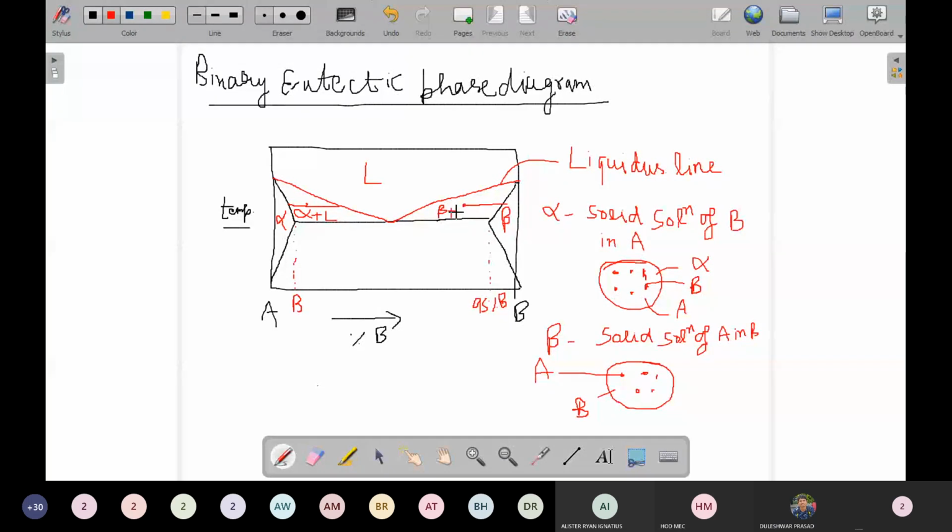Plus, if you move like this, it intersects the liquidus line, so liquid will be there. So you will get beta plus liquid in this region. Okay. Now tell me what will be here. What will be here? The phase present over here. Correct. So if you move like this, you will get alpha, so alpha will be there. If you move like this, you will get beta, so beta will be there.